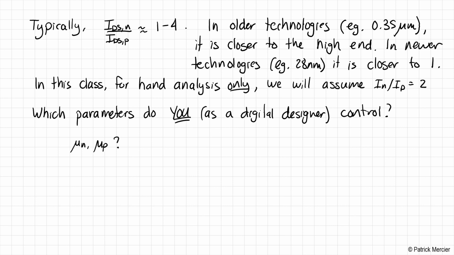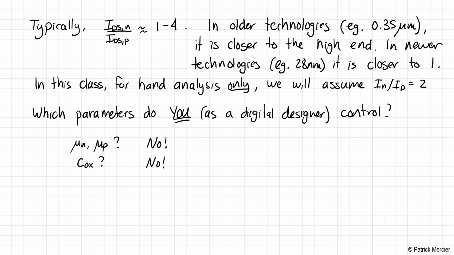Well, no, we can't change that. That's set by the fabrication process, the materials employed, and so on. So we as designers who are designing circuits really have no control over this. What about Cox? Can we as circuit designers control this? Well, the answer here is also no, in the sense that the transistor is what the transistor is.